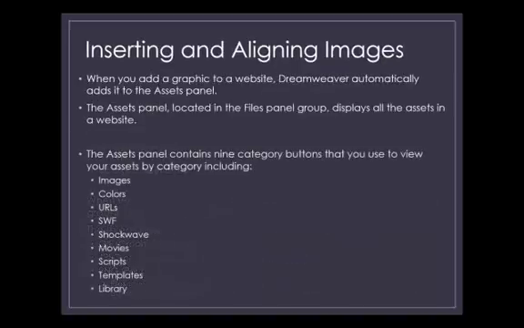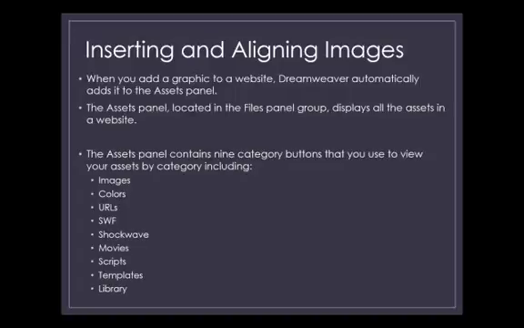When we add a graphic to a website, Dreamweaver will automatically add it to our Assets panel. This is because we've already set up our Assets folder as our default Images folder. Now the Assets panel, which is located in the File panel group, will display all of our assets on a website. It contains 9 category buttons that we can view our assets by: images, colors, URLs, SWF, Shockwave, movies, scripts, templates, or library.